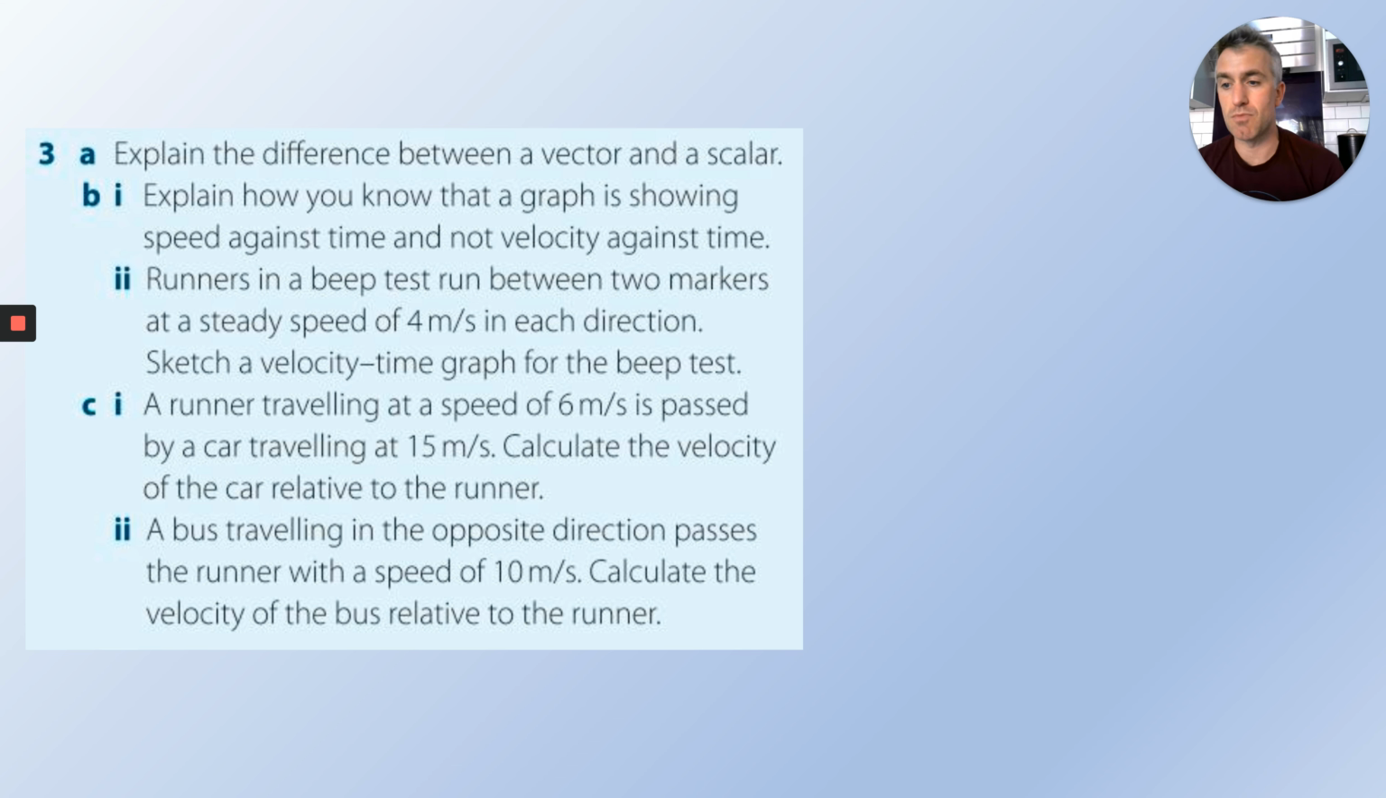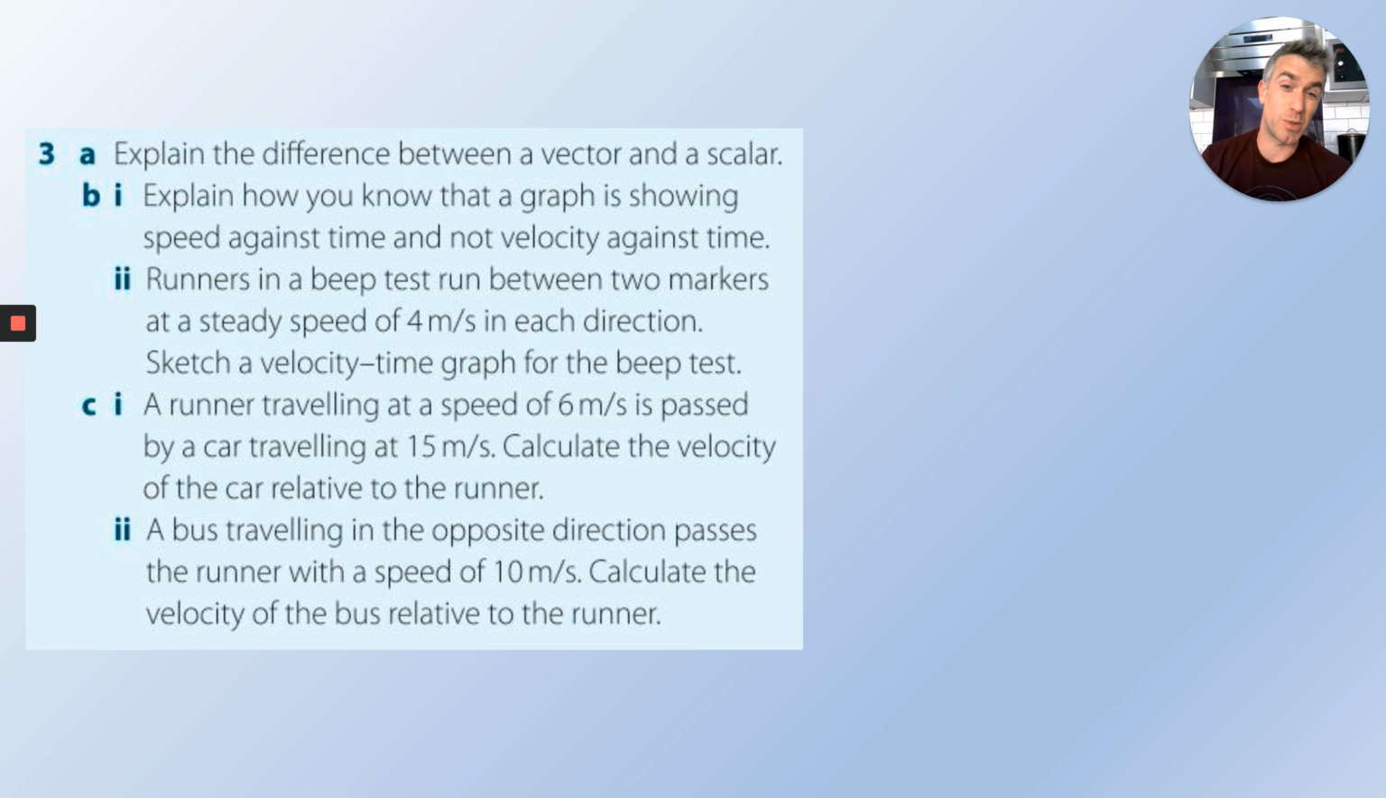Runners in a beep test run between 2 markers, steady speed of 4 meters per second in each direction. Sketch a velocity time graph for the beep test. You've seen that already. A runner traveling at a speed of 6 meters per second is passed by a car traveling at 15 meters per second. Calculate the velocity of the car relative to the runner.